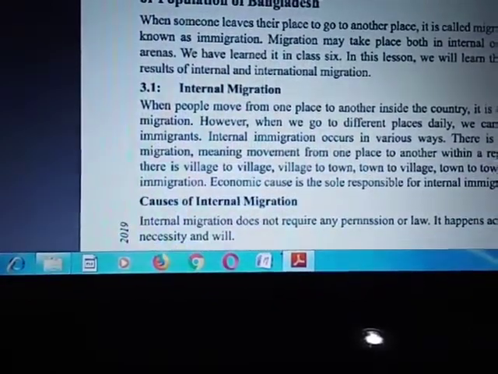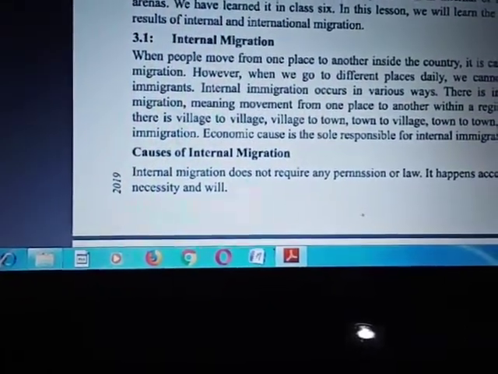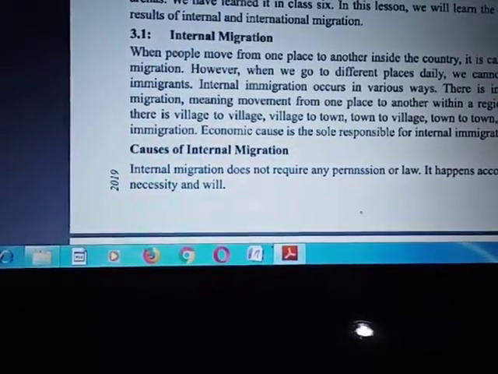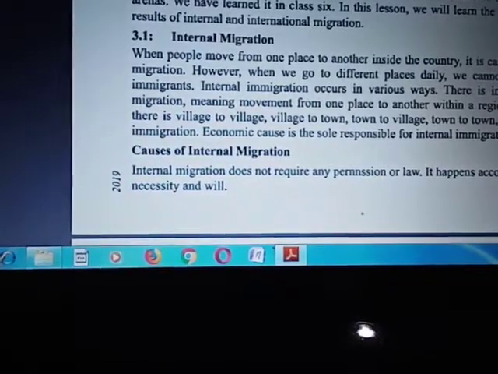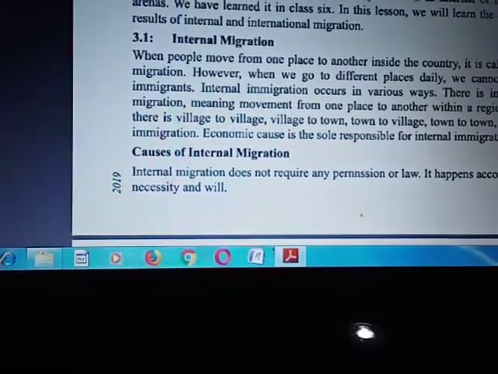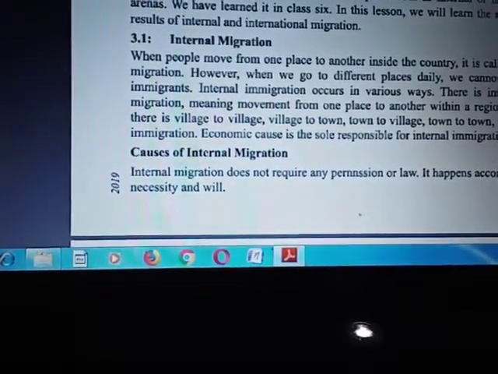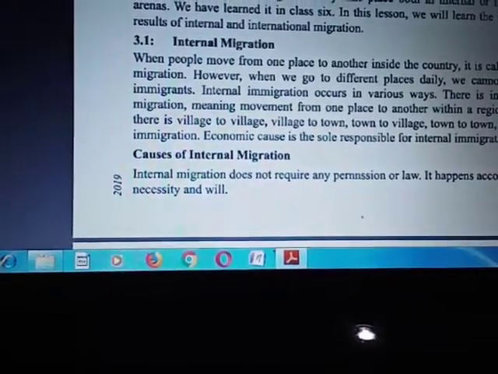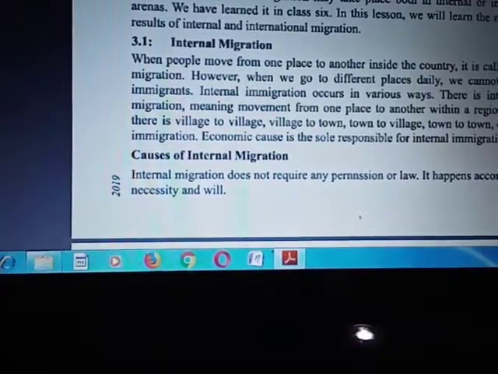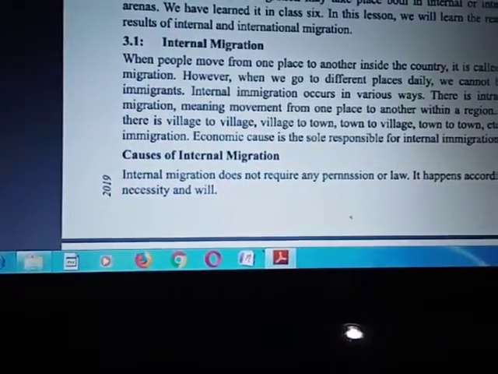Reasons and effects of internal and external migration of population of Bangladesh. When someone leaves their place to go to another place, it is called migration. It is also known as immigration. Migration may take place both in internal or international arenas. We have learned it in class 6.